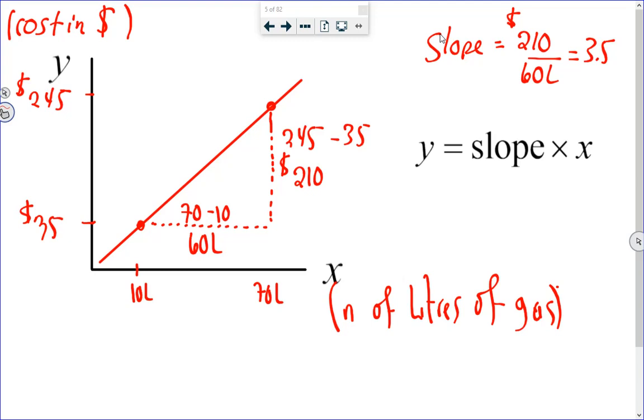So the slope of this line is 3.5, but more important, it's dollars per liter. And the point I want to drive home is that when you have quantities in the real world that are proportional, the slope of this straight line has a real world meaning. That slope is telling us that it's $3.50 per liter. So the slope of the line that shows proportionality between two variables means something.